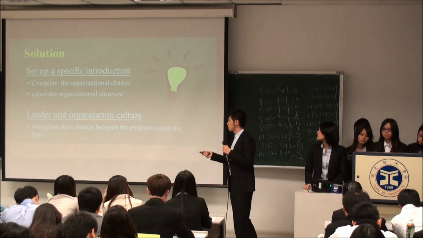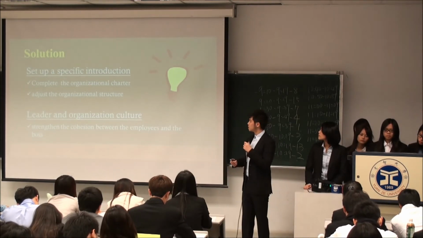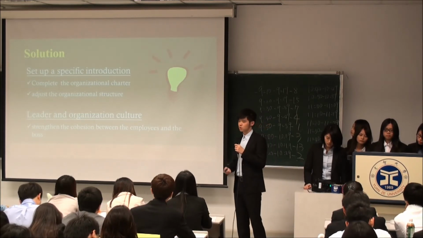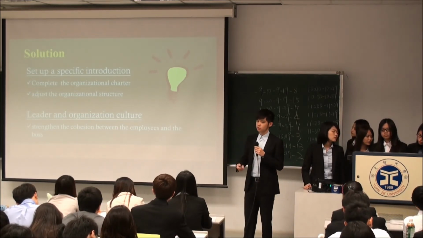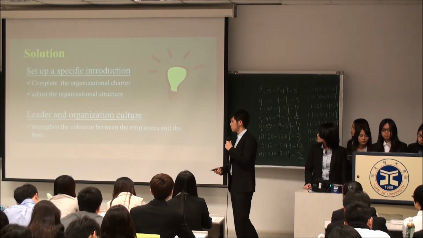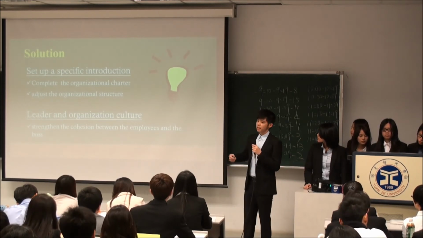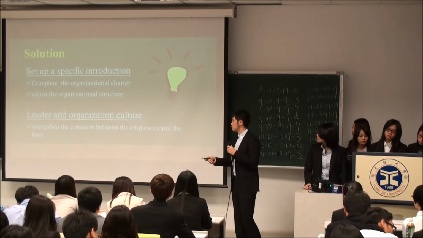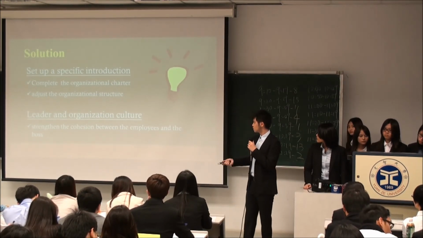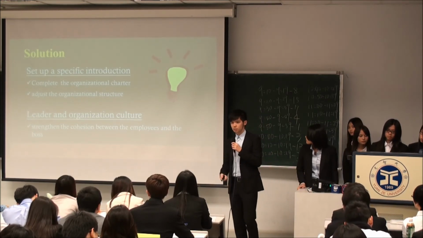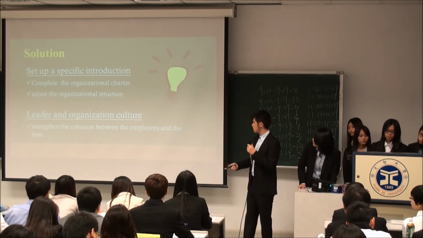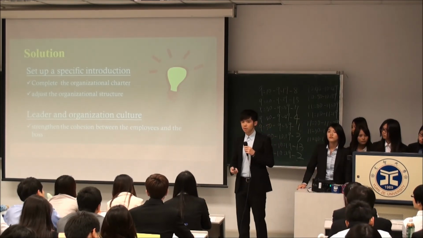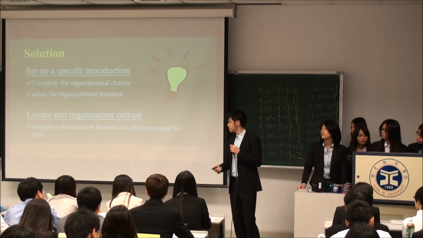And the final one is our solutions. We will set up a specific introduction, like completing the organizational charter and adjusting the organizational structure to make the mechanical structure complete, so they can make a clear division of work content. And the solution for the leader and organization culture is to strengthen the cohesion between the boss and the employees. For example, we can hold an activity with all the members to bring them closer.